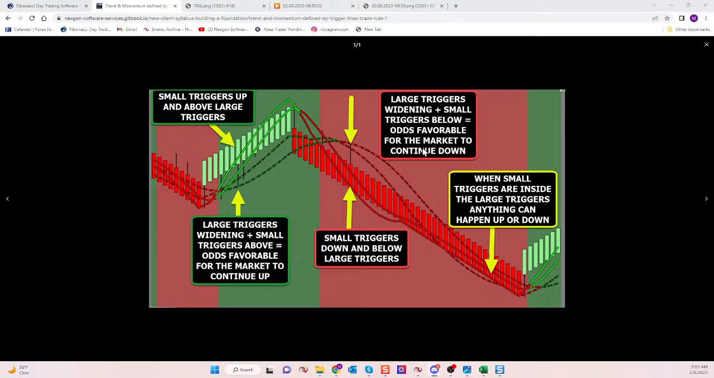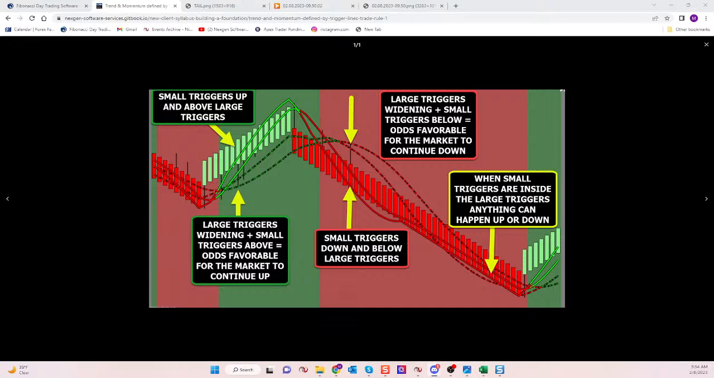If you're a big fan of language, I was an English lit major, odds favorable gives me warm fuzzies. It makes me feel good about my chances for success. And then the other side of the coin, when those small triggers work their way back to and inside of the large trigger lines, we call this a weakening of the triggers. And you can see that it says anything can happen up or down. So Sibo, when we talk about momentum, you're either going to have odds favorable momentum, you can type OFM on your chart, or you're going to have anything can happen, right?